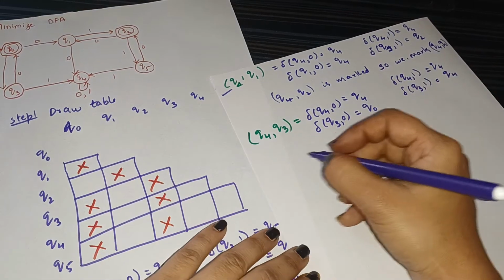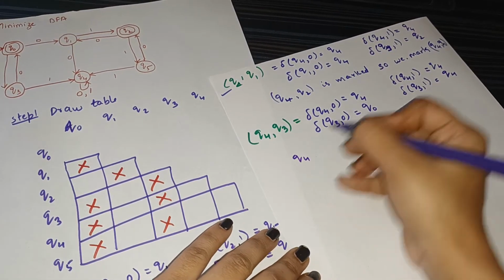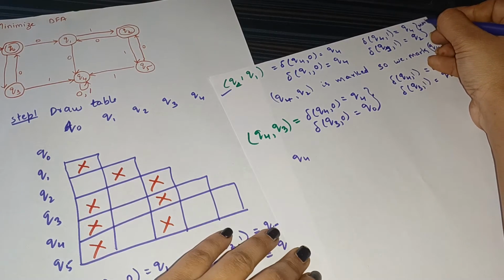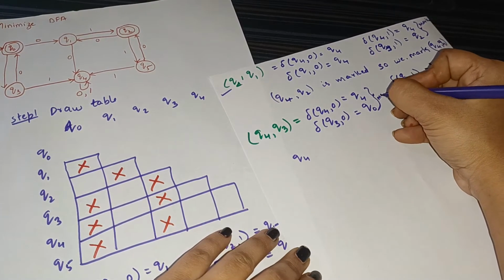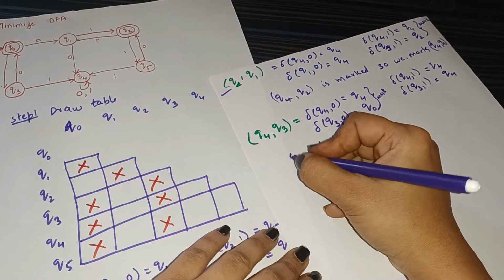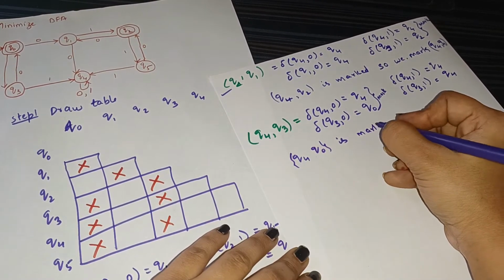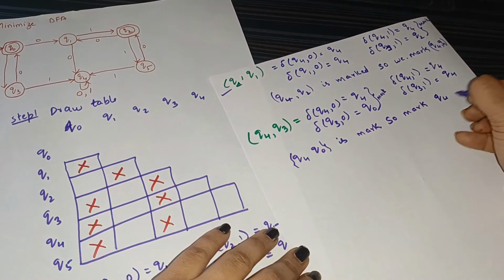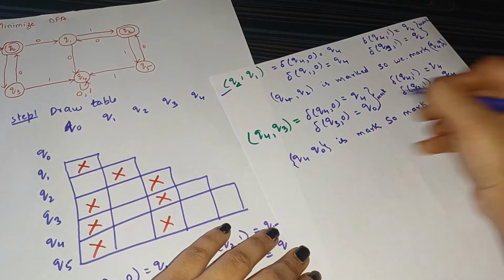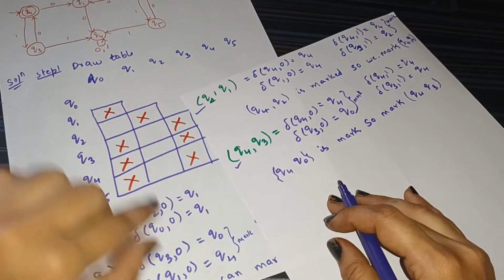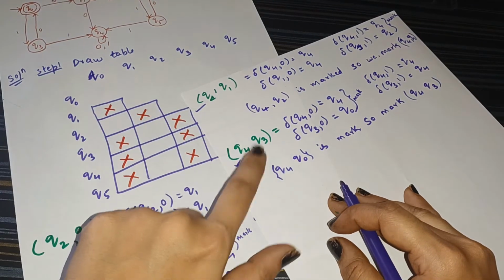So Q4 Q0 is marked. So we can mark Q4 Q3. Okay, this also we can mark. So we can mark Q3 Q1, Q4 Q1, Q4 Q3.